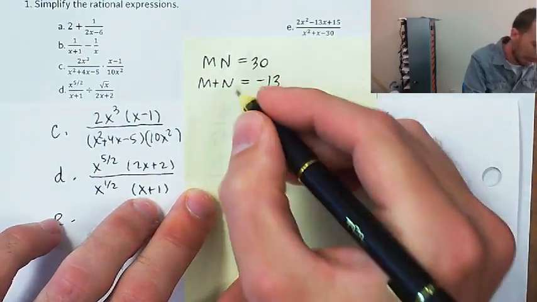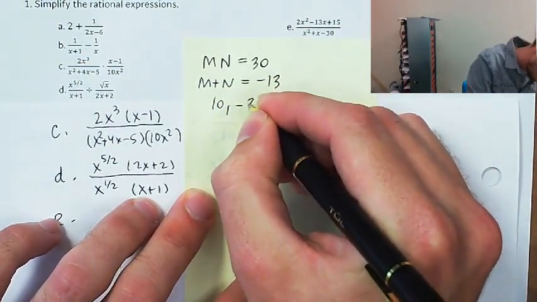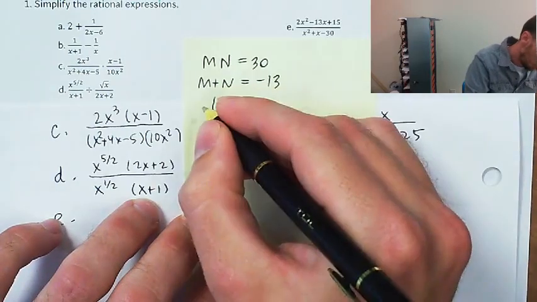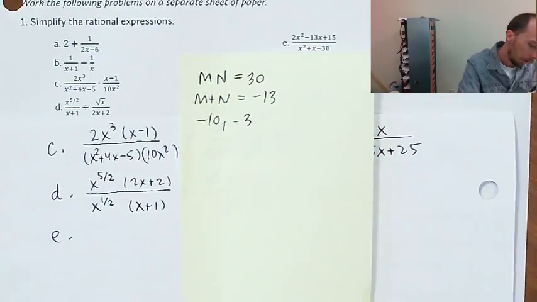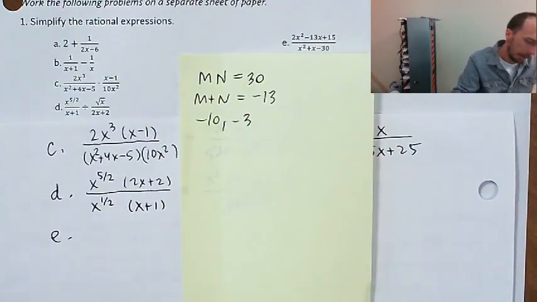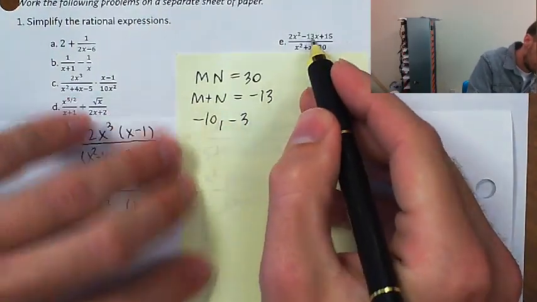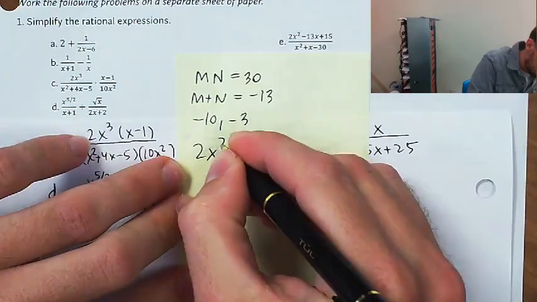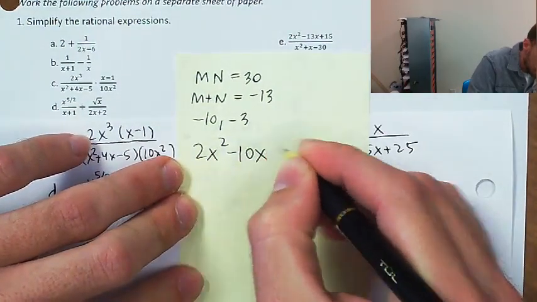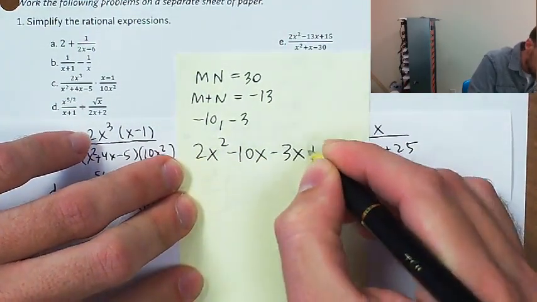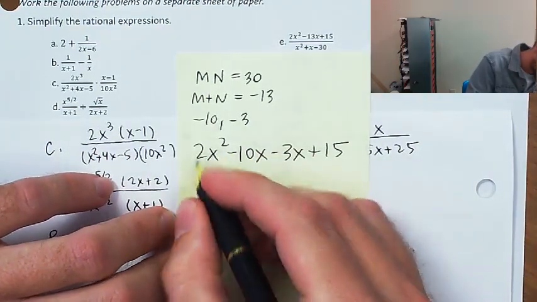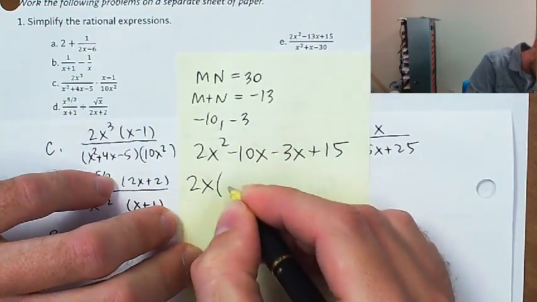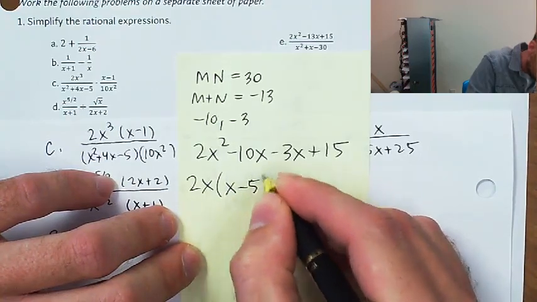That feels like 10 and negative 3. No, negative 10 and negative 3. Yeah, that will work. Then I'm going to split up that negative 13x into negative 10x and negative 3x, but everything else will stay the same. And then I'm going to group and factor. What can I factor out of the first two terms? A 2 and an x. And I'll be left with an x minus 5.